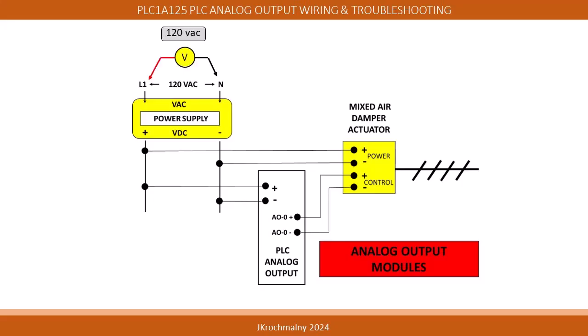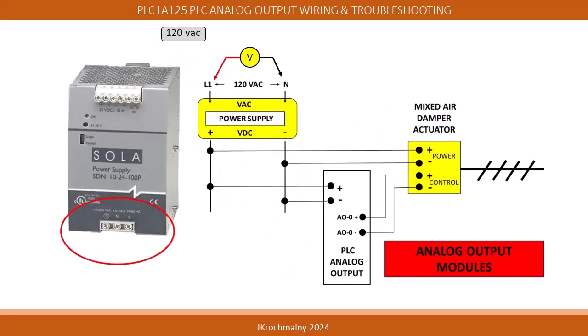For installation of analog output devices to the PLC assembly, we can start with bringing and measuring for power to the power supply feeding the outputs. Notice the placement of the voltmeter to measure the source voltage. Using a sample power supply, we can perform this measurement on terminals for power input. In this example, between L1, line voltage, and N, neutral.